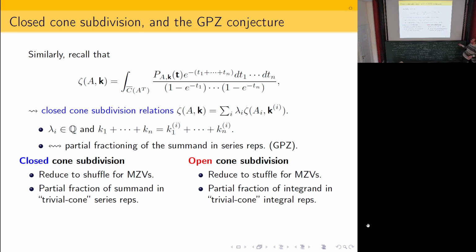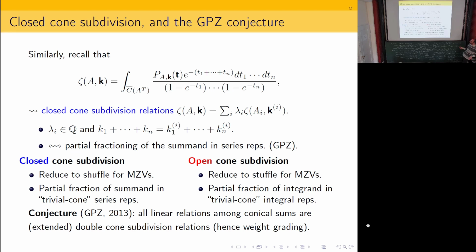So I'm not going to comment more on this, but everything completely generalizes. And there is a conjecture by Guo, Paycha, and Zhang that all linear relations among conical sums come from this kind of closed or open subdivision relations, except that you have to extend them in a similar way as you do with multiple zeta values by considering divergent objects. And in particular, it means that you conjecture to have some weight grading, like in the multiple zeta value case. That all relations preserve the weight.